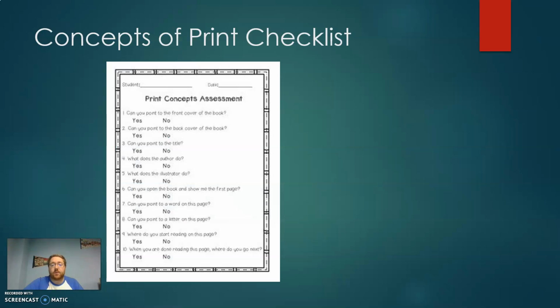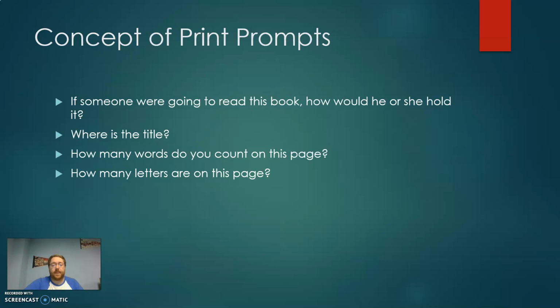Here's a concept of print checklist. You can use this to evaluate some basic skills such as holding the book correctly, recognizing the front and back of the book, identifying title, title page, differentiation between words and spaces, among other basic skills.